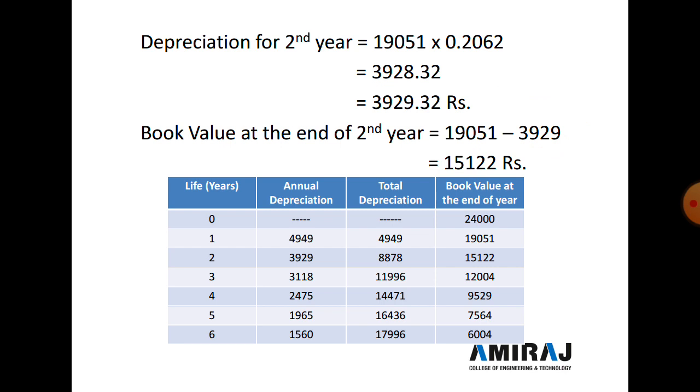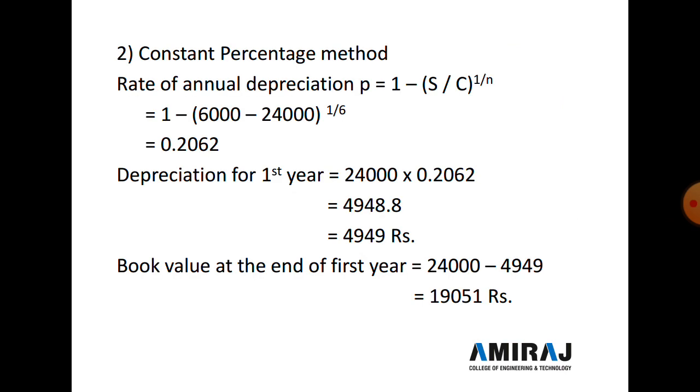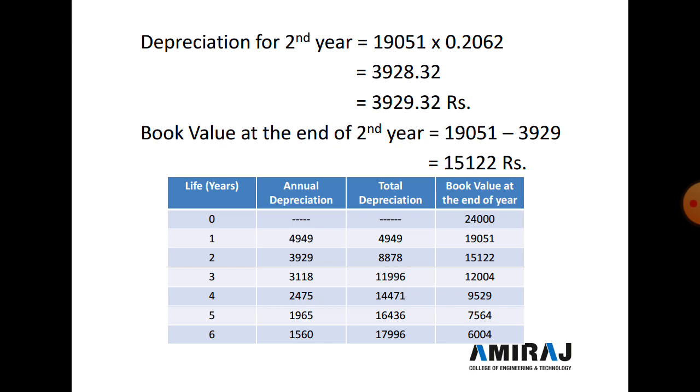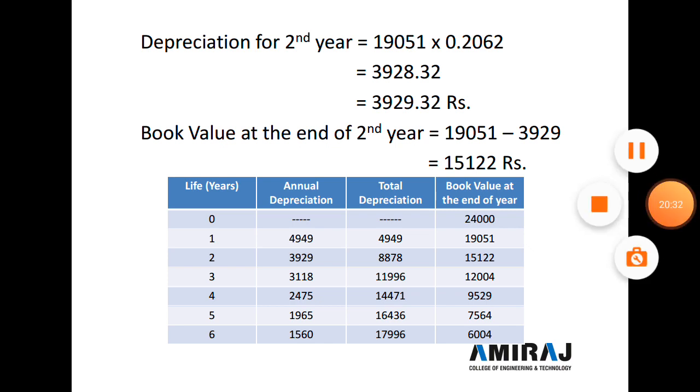The same way we calculate for the third year, fourth year, fifth year and sixth year. In this table all these values are calculated by this method. So here we complete our example. The rate of annual depreciation P is equal to 1 minus (S divided by C) raised to 1 by N. This equation is only used for the rate of annual depreciation. After finding the depreciation for a particular year, we subtract the depreciation from the original cost, and so we get the book value. Here we complete the example. Thank you.